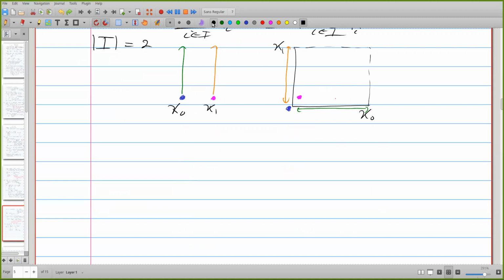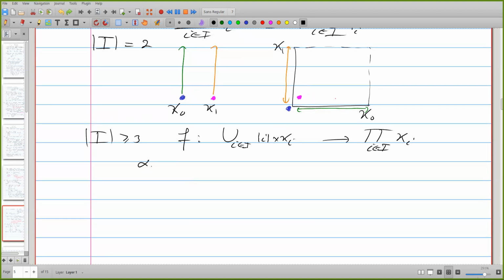If I has at least 3 elements, then I can give a general formula for an injection from this union into this product. And you could try and make a drawing of this for I with 3 elements. You make 3 axes and you will see how you can put those points in there.